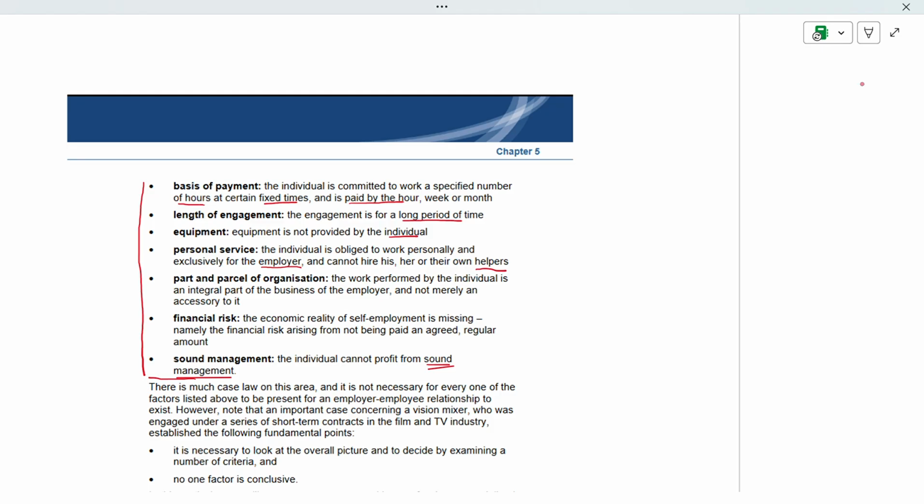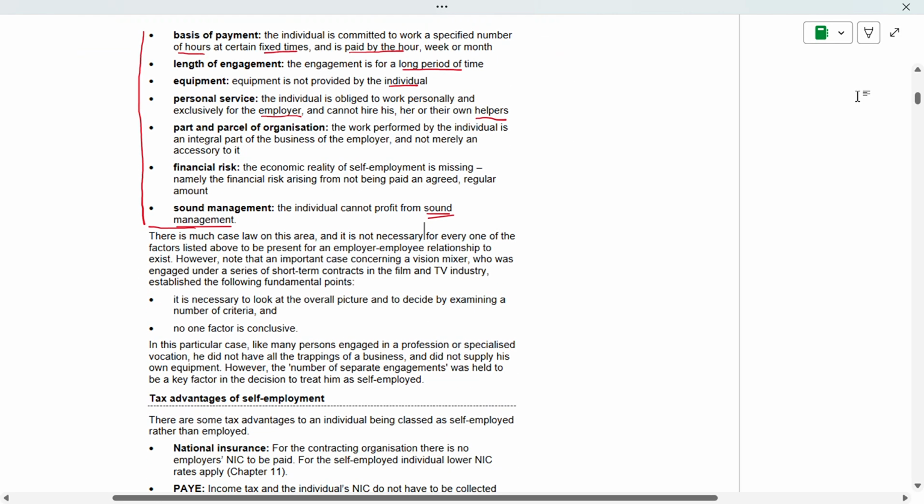Employment, right? Is it that a worker cannot profit from sound management? Okay, hold it for a while. We will see how it goes, whether we will come across it or not. It is another big issue.